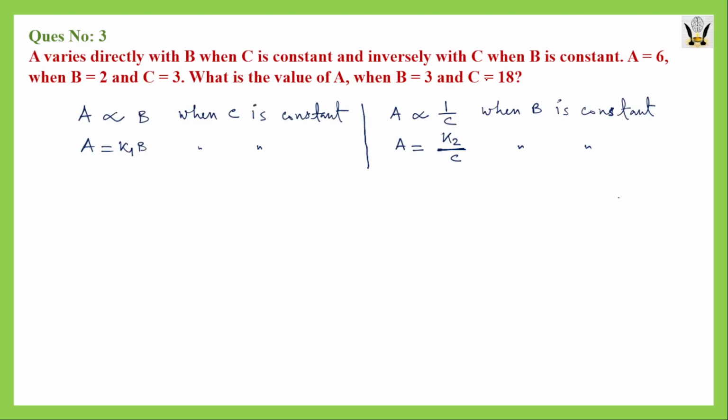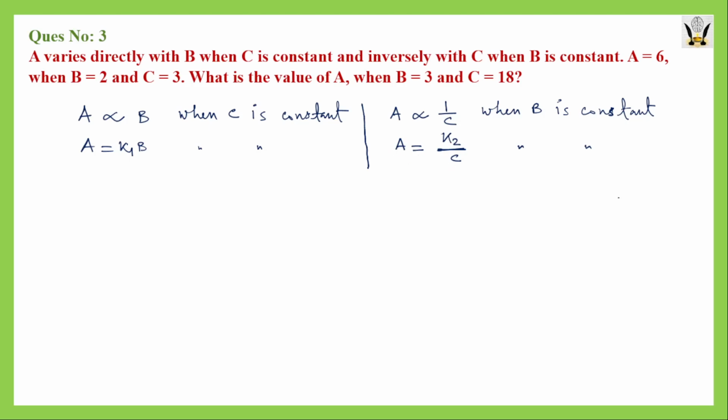So as per the given statement, A is directly proportional to B when C is constant. Now if we assume the proportionality constant is K1, then as per the concept of proportion that we know, A can be written as A is equal to K1B, where K1 is the proportionality constant of this proportion. Similarly, it is given that A is inversely proportional to C when B is constant. So A is inversely proportional, means A is directly proportional to 1 by C. And if we now assume that K2 is the proportionality constant, then it can be written as A is equal to K2 by C.